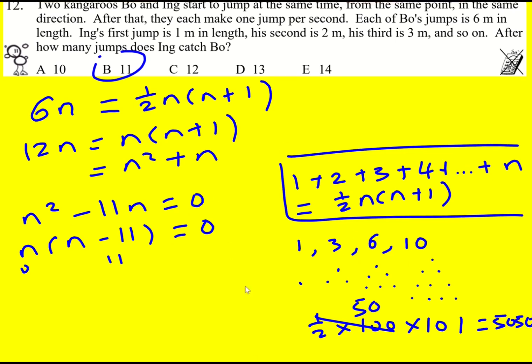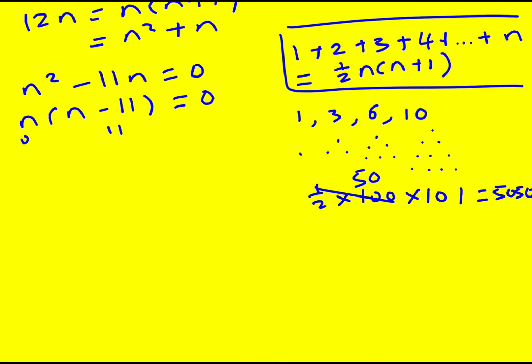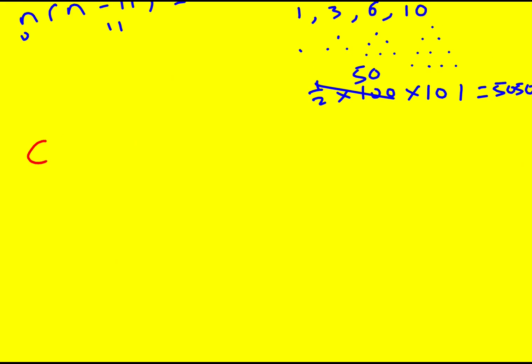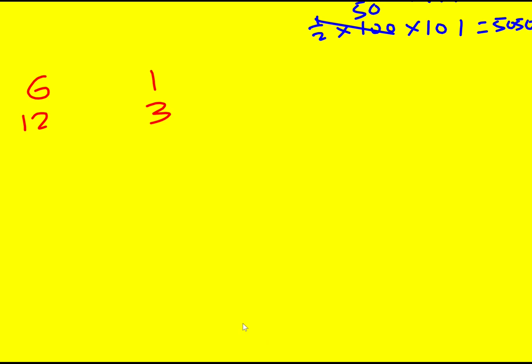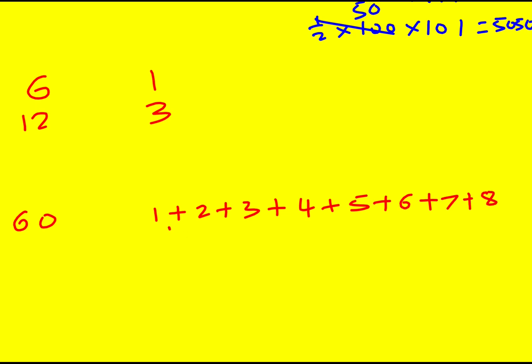And I just want to talk about how you do this with trial and error. You'd have to say, we've got 6 and then 1, we've got 12 and then 3. Maybe jump ahead a little bit because you can see that they're getting ahead. So maybe let's go with 10 jumps. That would be 60. And over here, we'd have to add the first 10 whole numbers by hand.